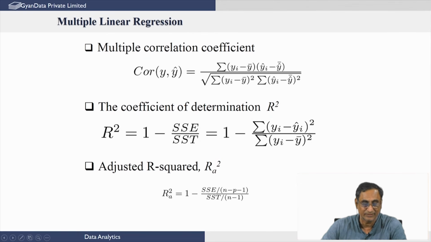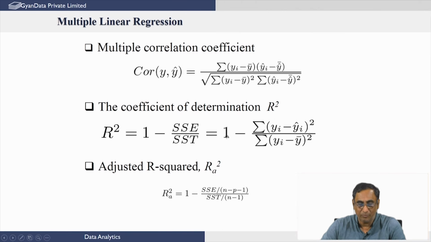We could also use the coefficient of determination r squared, just as we did for the univariate case. We can compute r squared as 1 minus the sum squared error divided by the sum squared total, which is nothing but the numerator, yi minus yi hat, the residual, squared, divided by yi minus y bar squared, which is the variance in y basically.